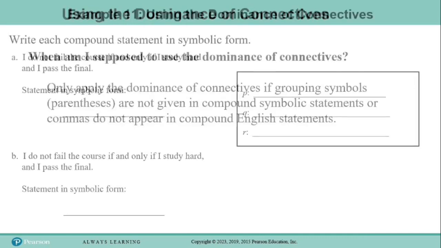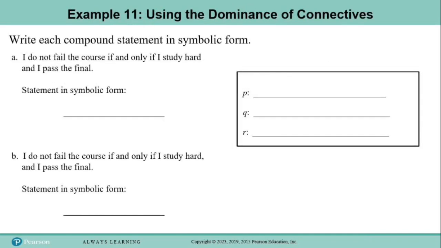So here is example 11, and it says write each compound statement in symbolic form. Part A says, I do not fail the course if and only if I study hard and I pass the final. And then it says write the statement in symbolic form. Well, in order to do that, we need to figure out what P, Q, and R are. So let's go back to the sentence and see if we can figure out what our logical statements ought to be. The first part of the sentence says, I do not fail the course.